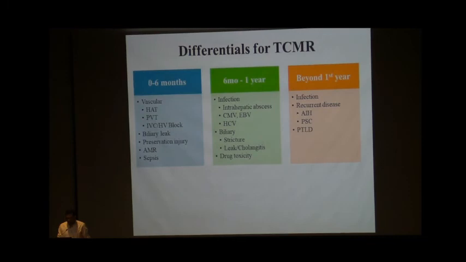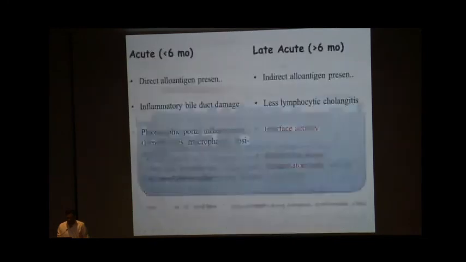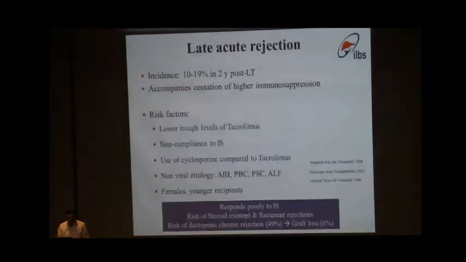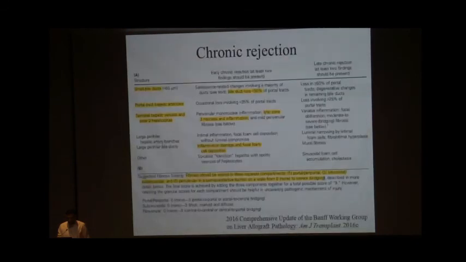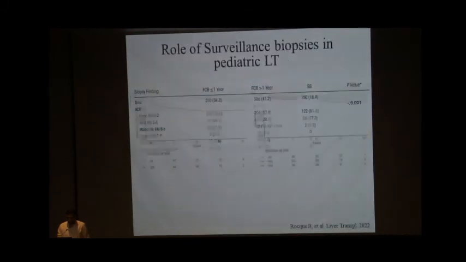Differential diagnosis for TCMR, we all are very well aware: vascular causes, biliary causes, preservation injury, AMR, infections. Skip this. So summarize now, and any data from ILBS. Yes, sir. I know you got less time than you're due, but we need to.